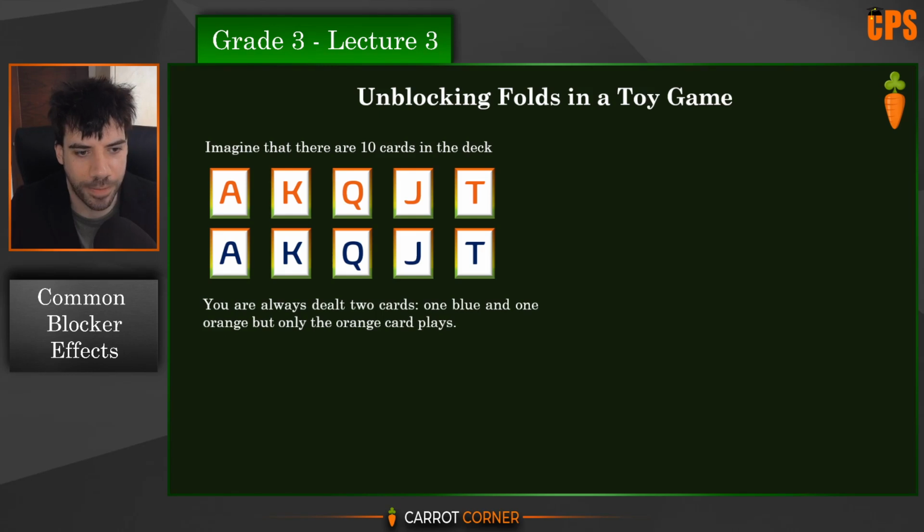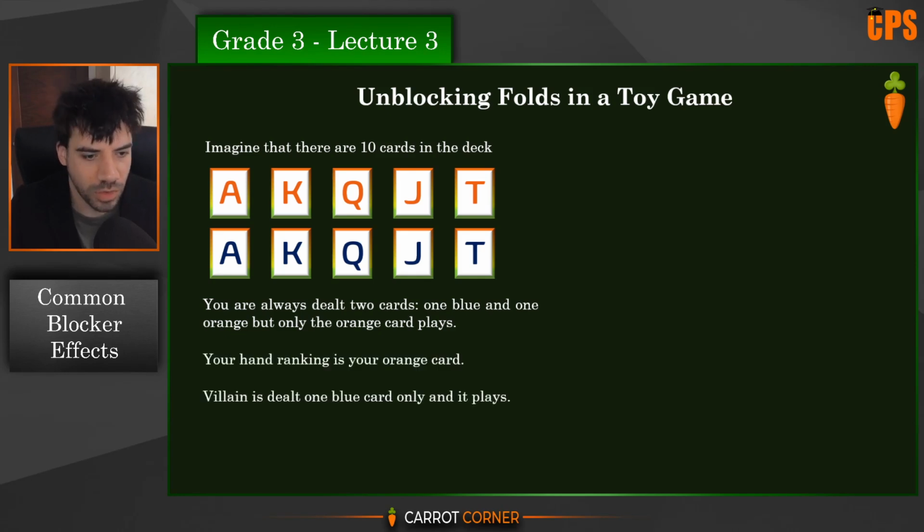The rules in this game are a bit different for you than they are for your opponent. You get dealt 2 cards, 1 blue card and 1 orange card, but only the orange card plays. It will just be your orange card that determines your hand value in this toy game. Your opponent will be dealt just a blue card, and the blue card that they're dealt will determine their hand value. To reiterate, in this toy game, you're dealt a blue card and an orange card. Only your orange card will play, but your blue card will interfere with your opponent's hand ranking because your opponent's blue card will play. Therefore, think of orange cards as hand ranking for you and blue cards as blockers to your opponent's range.